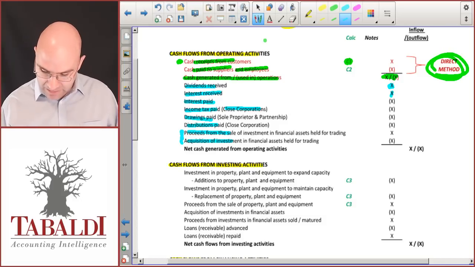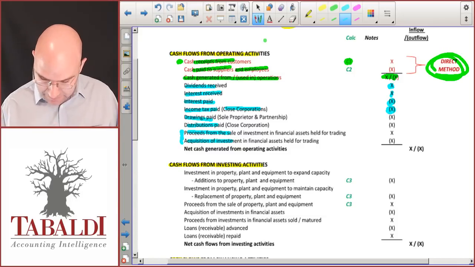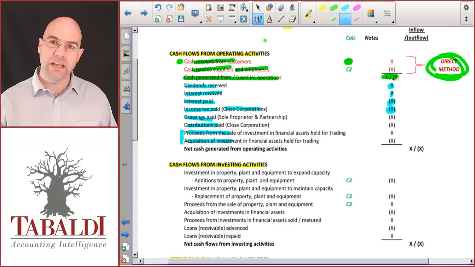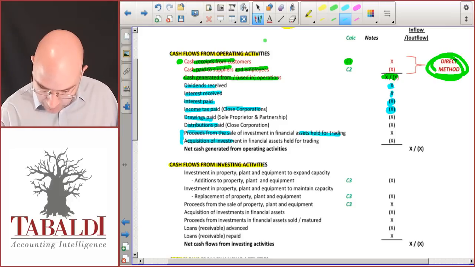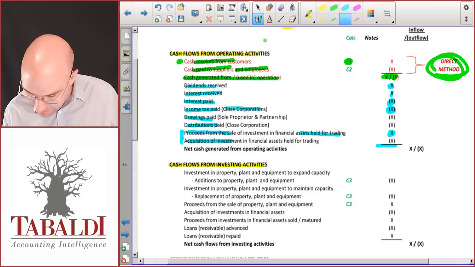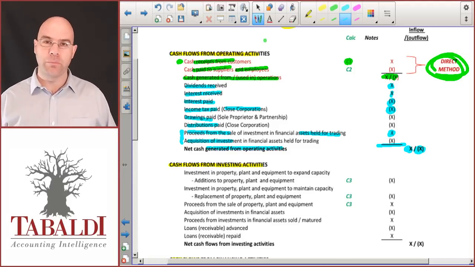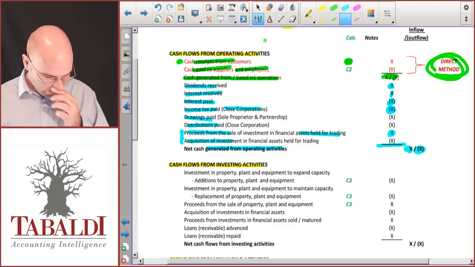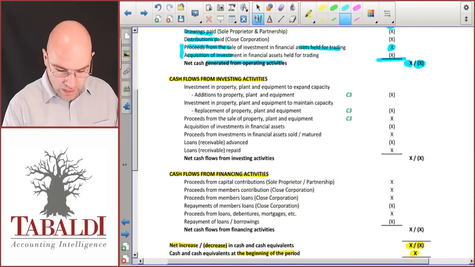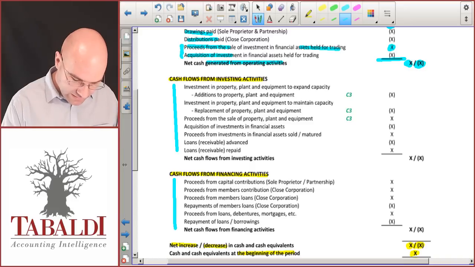Now you'll take note, for each of these, I'm using a negative X for cash outflows, like interest paid or income tax paid. But proceeds from sale of financial assets, if they're held for trading, will be a positive. I then am going to sum all of this up, and I'll get a total inflow or outflow of cash generated from operating activities.